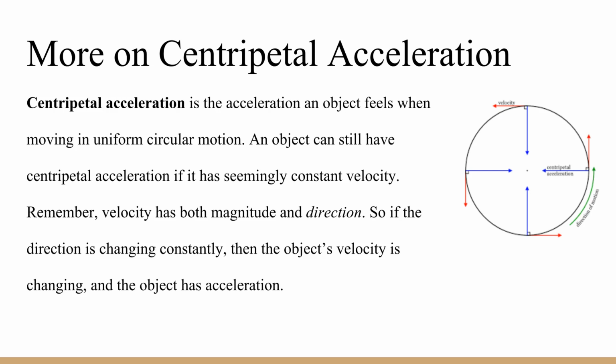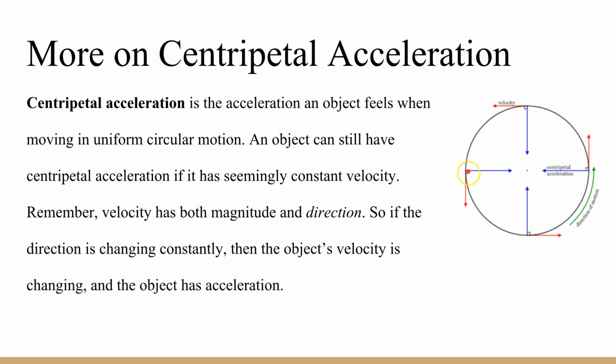So a little bit about centripetal acceleration. Centripetal acceleration is the acceleration an object feels when moving in uniform circular motion. An object can still have centripetal acceleration even if it has seemingly constant velocity. So imagine you have a little particle here, moving in uniform circular motion with a constant velocity. You might wonder how it could even have acceleration. It's moving at a constant velocity. But look at it. The velocity is constantly changing direction, right? And velocity is a vector. It's defined by a direction as well as magnitude.